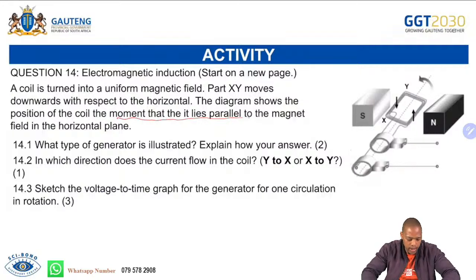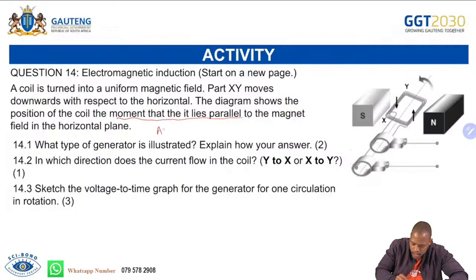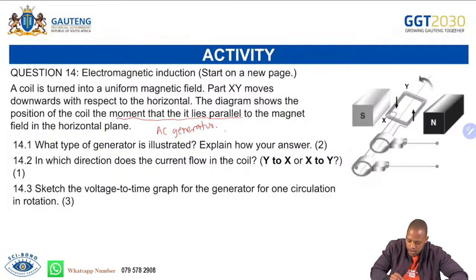Right. Then they ask 14.1. What type of generator is illustrated? Explain your answer. There we must explain. Well, definitely it is a generator. Right? There is no battery, there is no power source, so it's not a motor, it's a generator. Right. So what type of generator is illustrated here? And the answer there is, this is an AC generator. And then they say we must explain our answer. And the explanation there is going to be, it has slip rings.